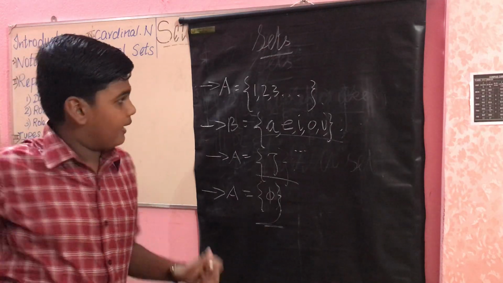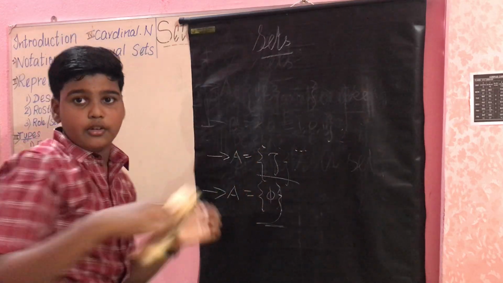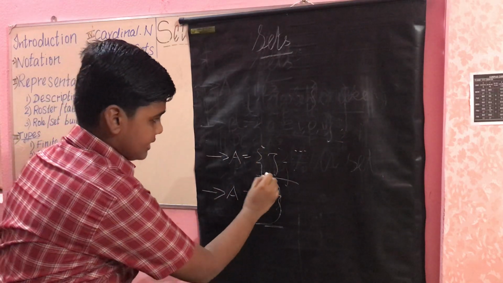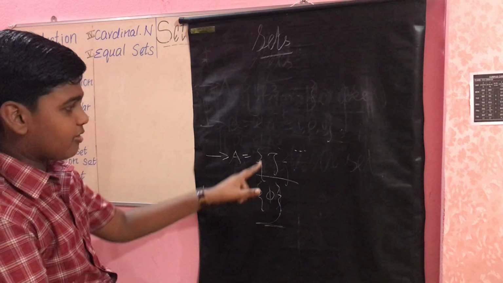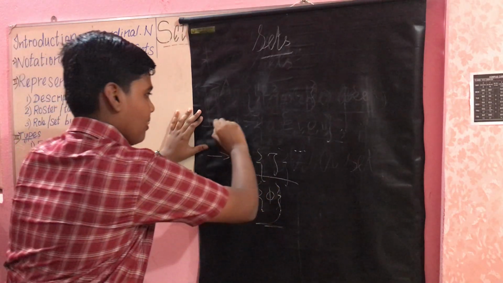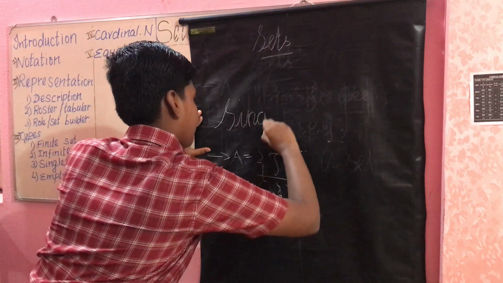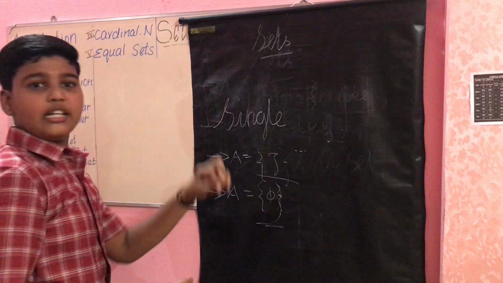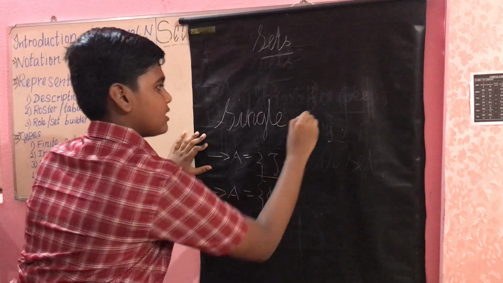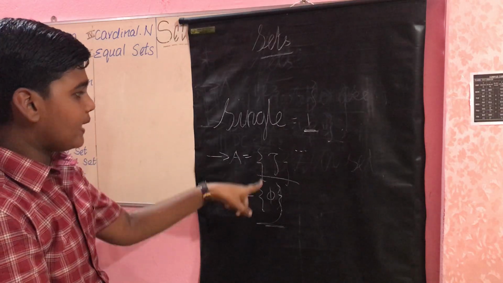So now I'll drop this. Okay. So what is this set? Just one T is there. Single. So what does single mean? Just one. Single means just one. So here only T is there.